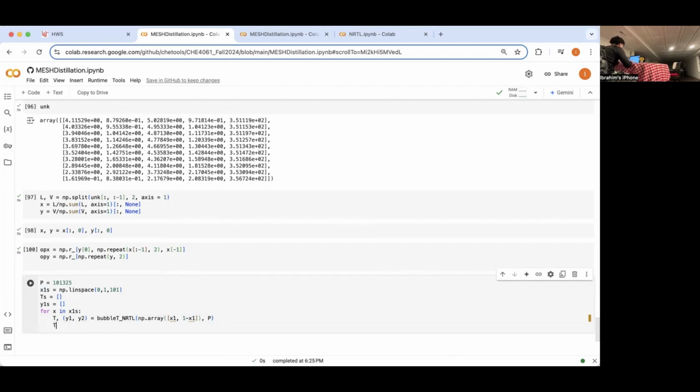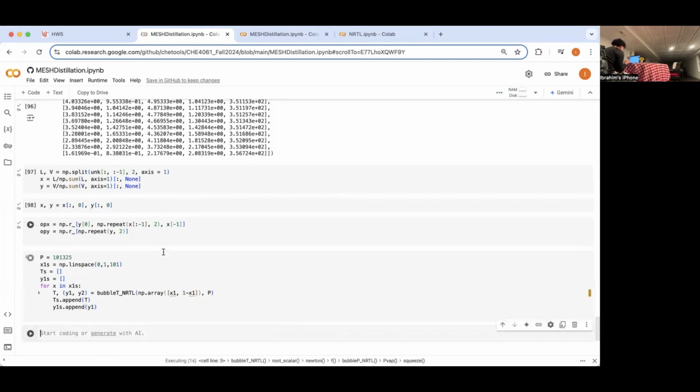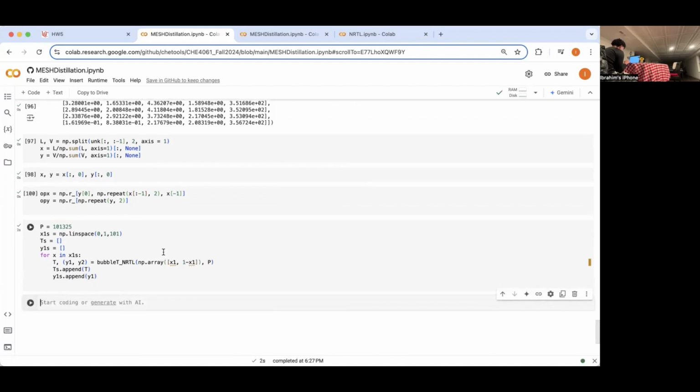And then we can go ahead and append, first off, our T's. So append our T. And then go ahead and append our Y's, right? We set an empty array for them. So append Y's, append, and then Y1. Okay. All right, so I think that looks good. All right, so we're pretty much done here.